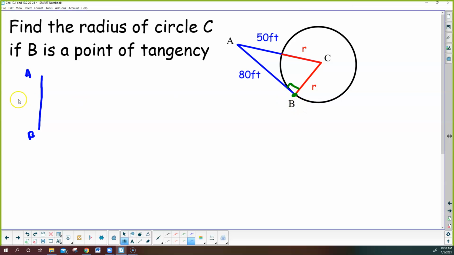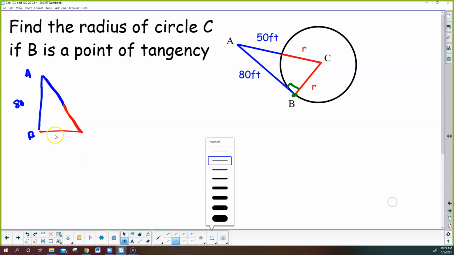So AB is 80 feet, right? And then I've got the length of 50. But then I have an extra little r, right? And then I've got another r down here. And if I was to draw this accurately, these two red lengths should be the same length.